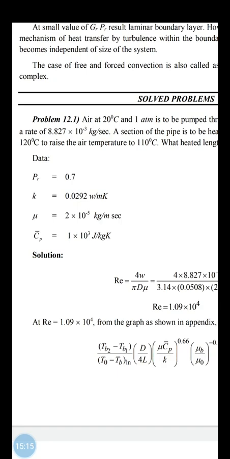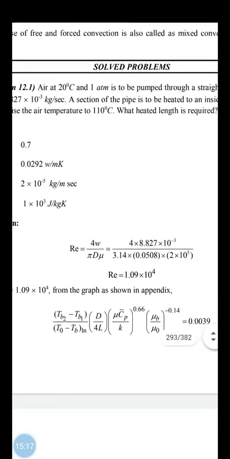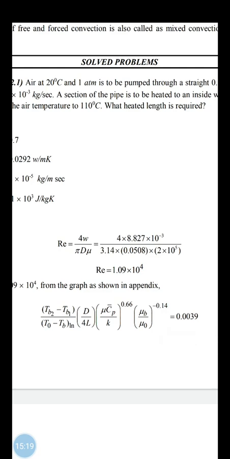So how to do the calculation? First of all, you have to find out the Reynolds number. Reynolds number is dVz rho by mu. The same equation can be written as 4W by pi d mu. You solve this equation, put these values in and find out the Reynolds number. You will get 1.09 times 10 raised to 4.